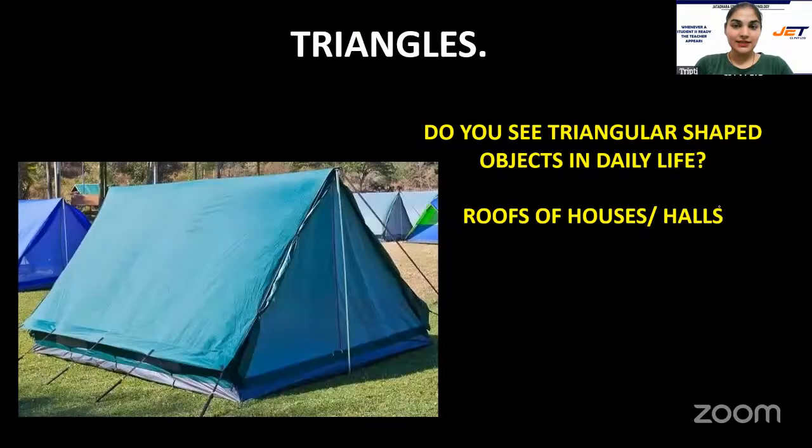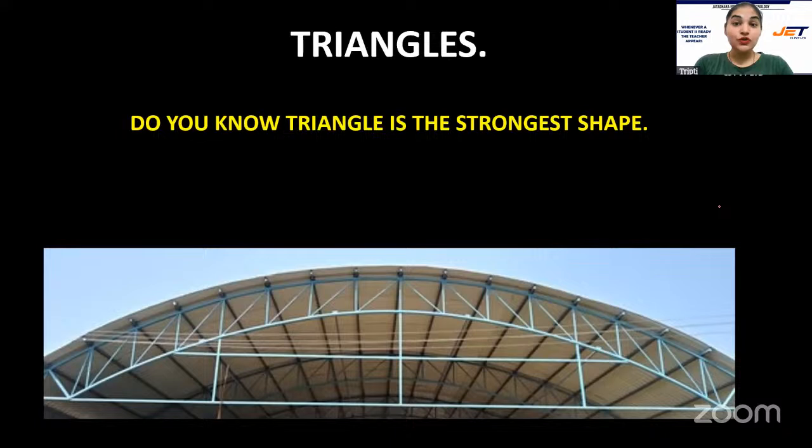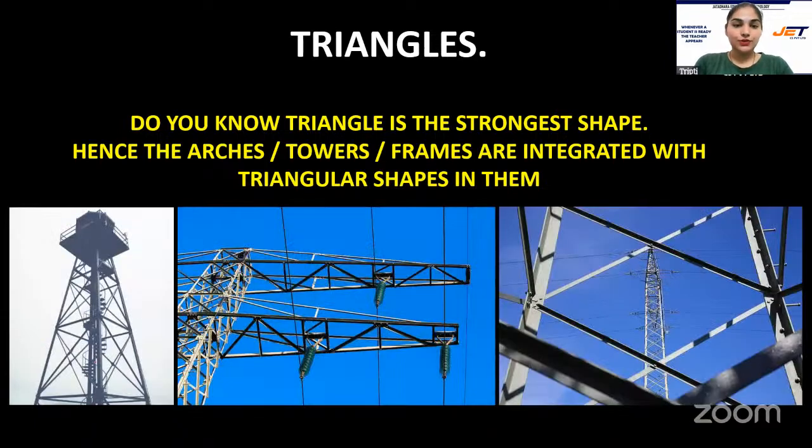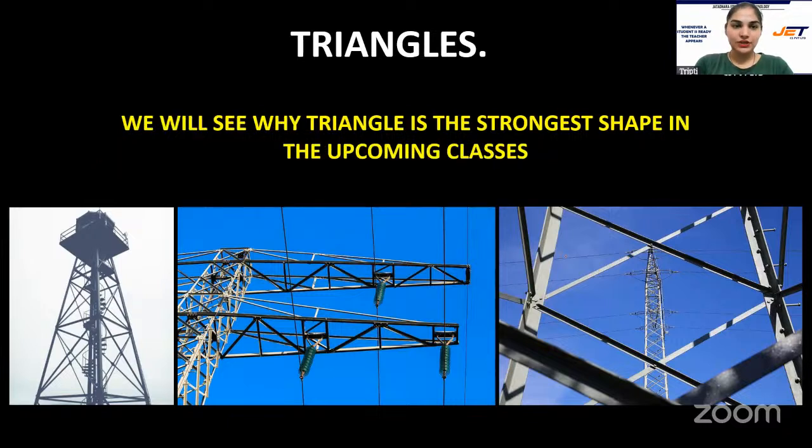See, a tent. Do you know triangle is the strongest shape? That's why the arcs, the towers, the frames are integrated with triangular shapes in them. Here also you can see the triangular shapes, right? Here also. This, over here, then this. So all these are triangular in shape. We will see why triangle is the strongest shape in the upcoming classes.